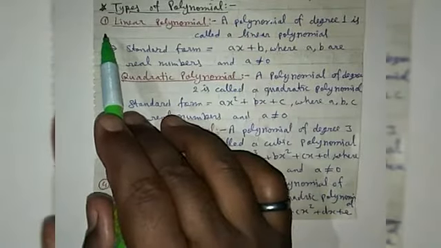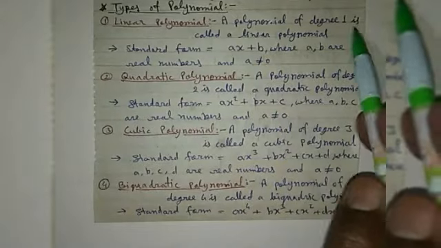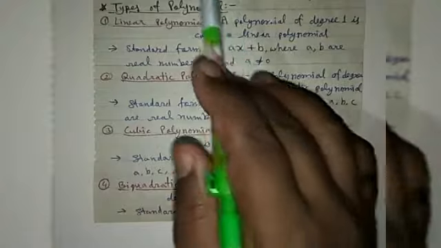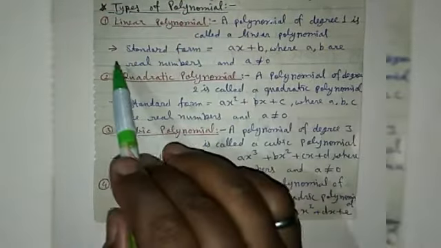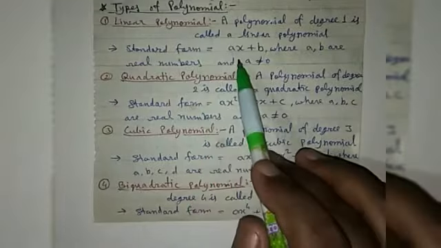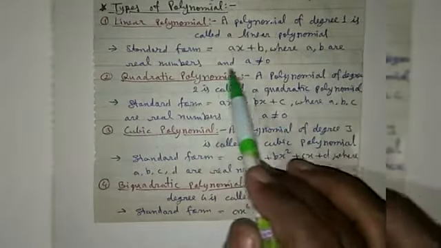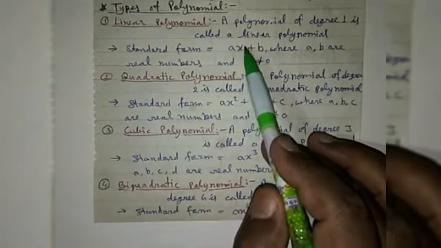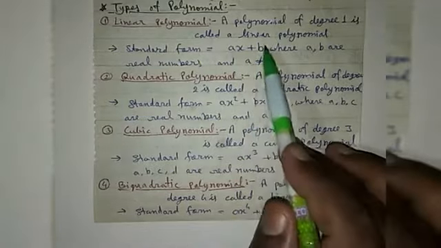The first type is linear polynomial. A polynomial of degree 1 is called a linear polynomial. Means here the highest power of any term will be 1. So standard form of linear polynomial is ax plus b, where a and b are real numbers and a is not equal to 0. Here the variable x has the power of 1 only. So it is a linear polynomial.